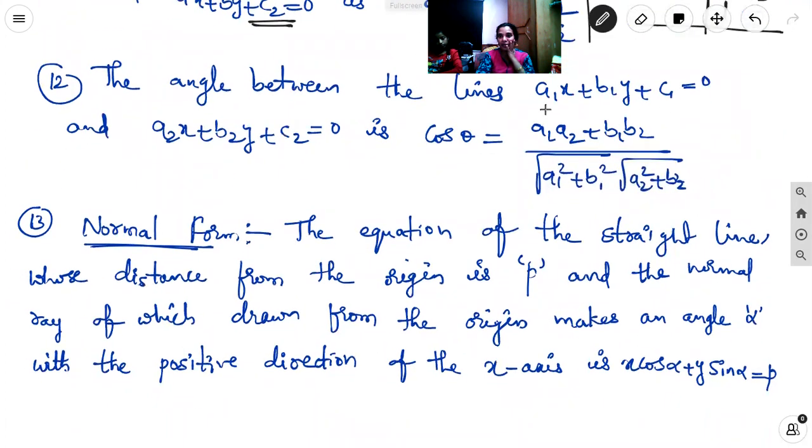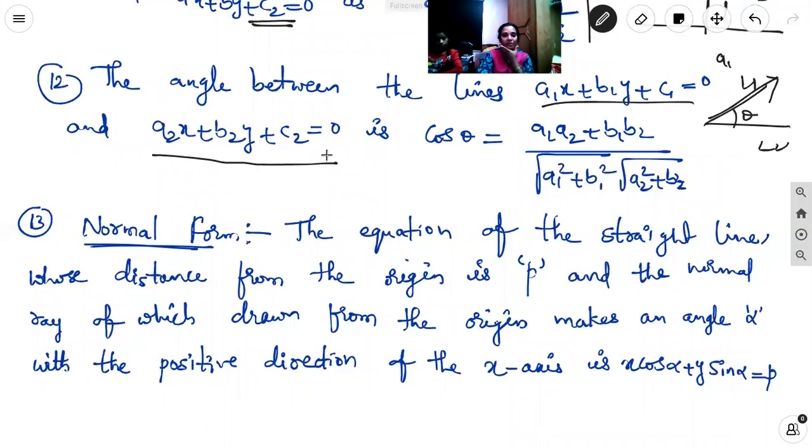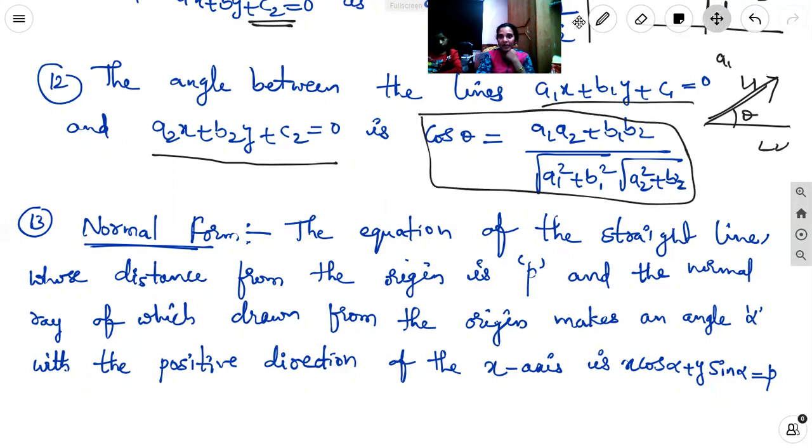Next, the angle between the two lines. If this is one line L1 and another line L2, what is the angle in between the two lines? The line L1 is a1x plus b1y plus c1 equal to 0, and the other line is a2x plus b2y plus c2 equal to 0. So the cosine of the angle in between the two lines is (a1 a2 plus b1 b2) by under root of (a1 square plus b1 square) into under root of (a2 square plus b2 square).